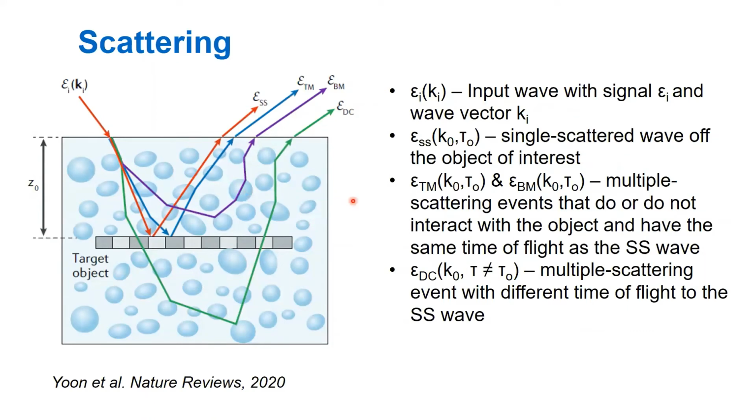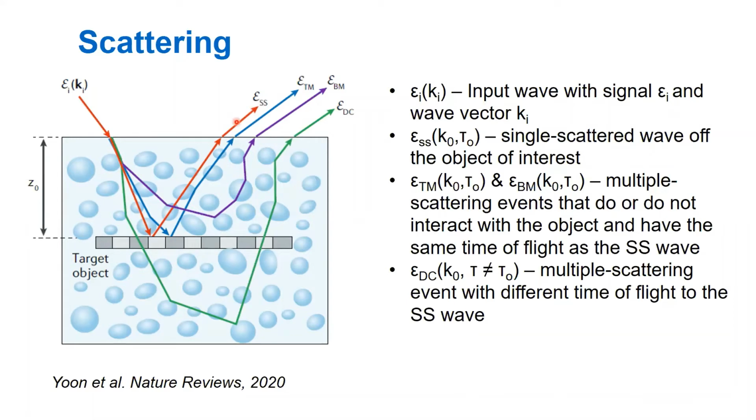Another way in which we can look at this scattering is we can consider what's happening to the light as it travels through our tissue. So we've got our input wave vector here with the signal strength eta, and k, our wave vector, which is telling us what our direction is. If we have a target object buried within some kind of scattering material, what we would like to detect is this red photon coming out, and that's a single scattered wave that's just been scattered by our target of interest.